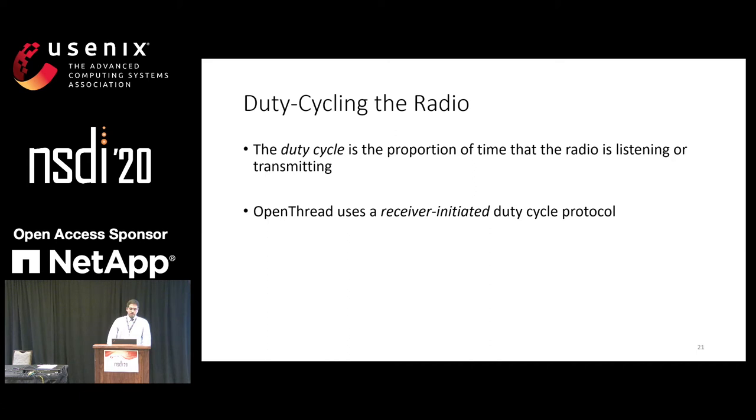So as I mentioned earlier, hosts in this space often don't have enough energy to keep their radios on and listening all the time. So we define the duty cycle as the proportion of time that the radio is listening or transmitting. And we want to have a low duty cycle since that would imply low power. There are various techniques that have been developed in the sensornet literature about how to operate at a low duty cycle. OpenThread, which is a network stack that we used in our research, makes a particular choice. It uses what's called a receiver-initiated duty cycle protocol, which I will explain.